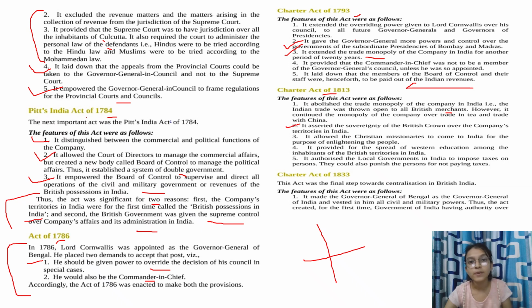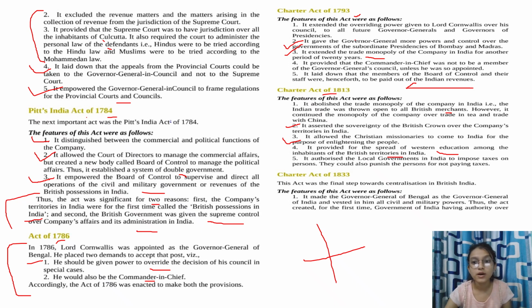It asserted the sovereignty of the British Crown over the company's territories in India. As I said, now that the company has become very powerful, the British have tightened their grip and now they are ruling over that particular company. It allowed the Christian missionaries to come to India for the purpose of enlightening the people. Seeing that particular company, various people asked to come to India, so they allowed Christian missionaries to come to India so that they can give assistance to the people who came to India to trade. Then it provided for the spread of Western education among the inhabitants of the British territories in India. Also at that time, Western education was in demand.